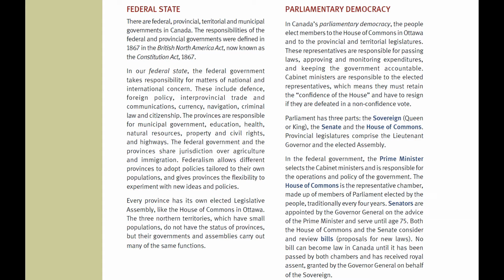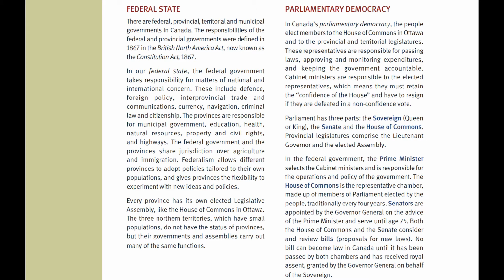Parliament has three parts: the Sovereign, a Queen or King, the Senate, and the House of Commons. Provincial legislatures comprise the Lieutenant Governor and the elected Assembly. In the federal government, the Prime Minister selects the cabinet ministers and is responsible for the operations and policy of the government. The House of Commons is the representative chamber made up of members of Parliament elected by the people, traditionally every 4 years.